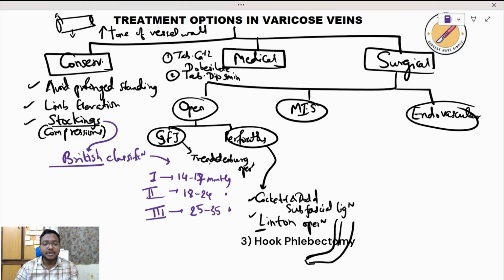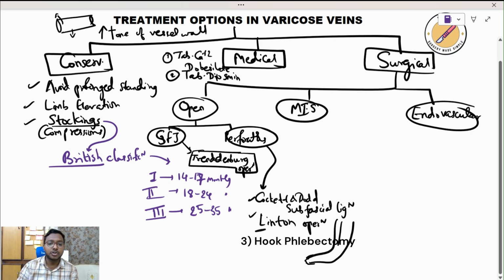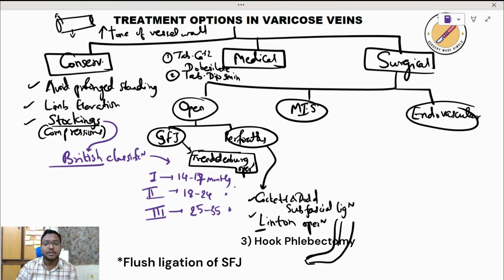Please understand one common question they will ask about Trendelenburg: is stripping a part of Trendelenburg operation? The answer is no. Even without stripping, mainly in Trendelenburg operation we are doing the flush ligation. Only the flush ligation of saphenofemoral junction is called Trendelenburg operation.